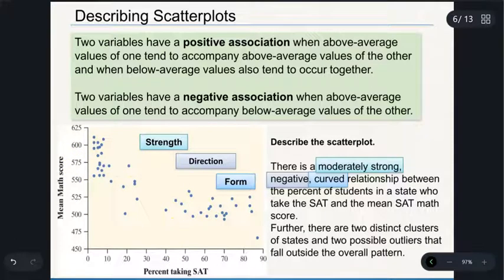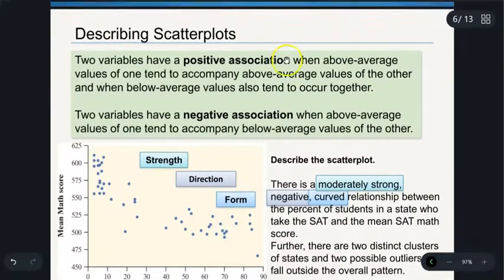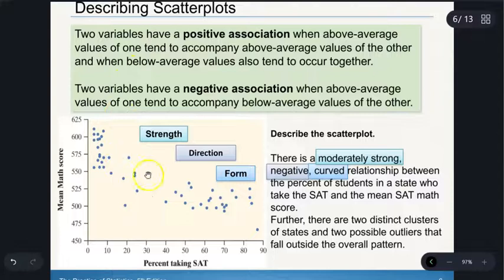Because we're looking at this, and then we're measuring this based on this, okay? So there's a moderately strong negative curved relationship. So we're looking at the strength, the direction, and the form. Let's look at those again. Strength, direction, and form in addition to the outliers. So I can tell that there's some kind of a relationship here. I would say it's negative again because as the explanatory increases, the response decreases, okay? And you can see a little bit of a curvature here.